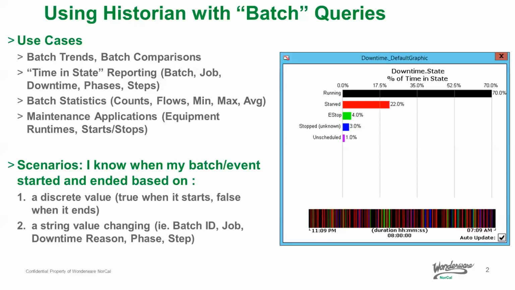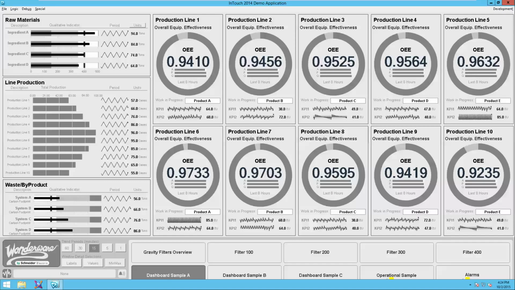So what do I need in my Wonderware historian? Well, I can either use a discrete tag to determine when a batch started and ended, or I can use a string tag to get the batch ID, the job ID, the downtime reason, the phase, or the step. So let's look at some examples of how we can do this.